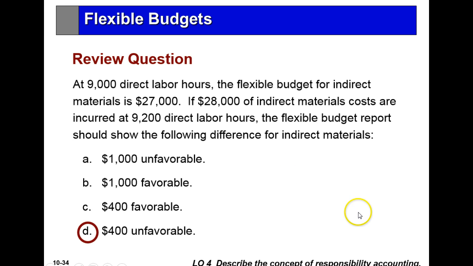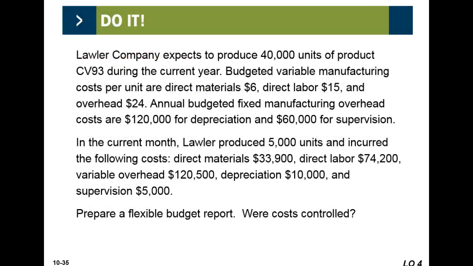$27,600 was our budgeted amount, but we actually incurred $28,000. So we were unfavorable $400 because we went over our budget. So here we've got a problem: Lawyer company expects to produce 40,000 units of the product.